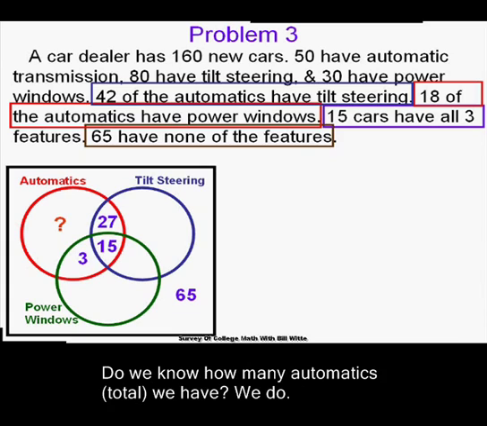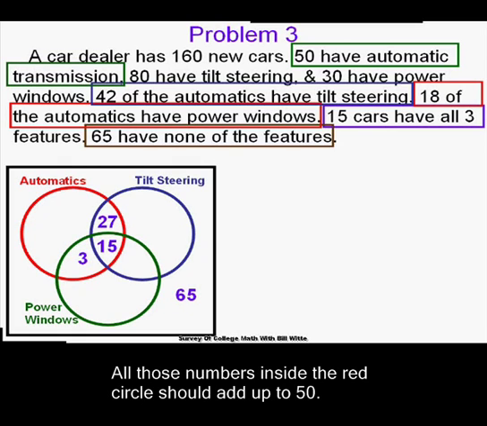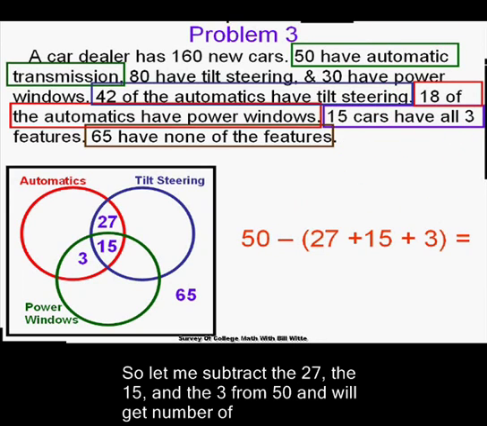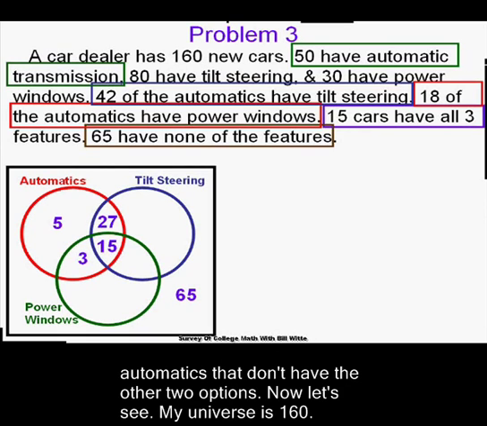Do we know how many automatics total we have? We do. So we have 50 automatics. So all those numbers inside the red should add up to 50. So let me subtract the 27, the 15, and the 3 from 50, and we'll get that one, the automatics that don't have the other two. Okay, I've used a lot of this.